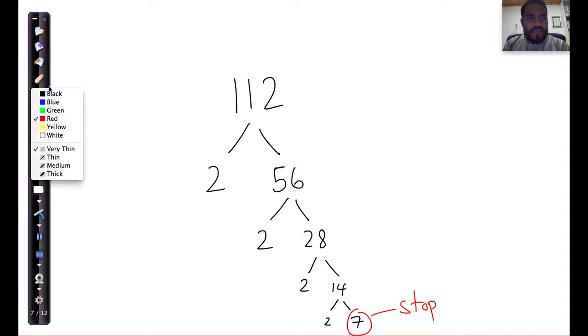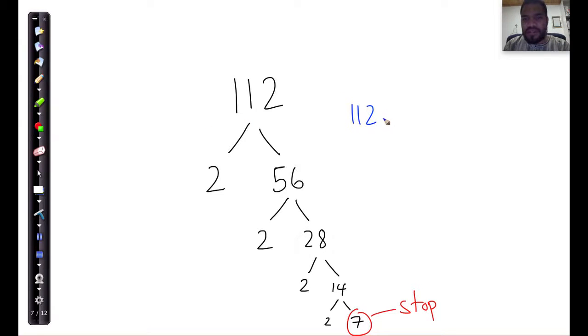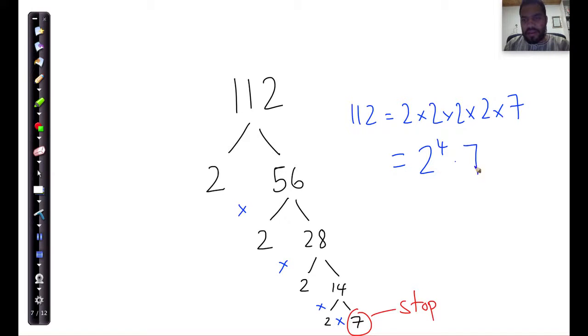Okay, so this tells me clearly that 112 is equal to 2 times 2 times another 2 times another 2 times 7. And that's equal to 2 to the power of 4 multiplied by 7 to the power of 1. That's the alternative way of writing this using the exponent laws. Okay, so there's your brief background.